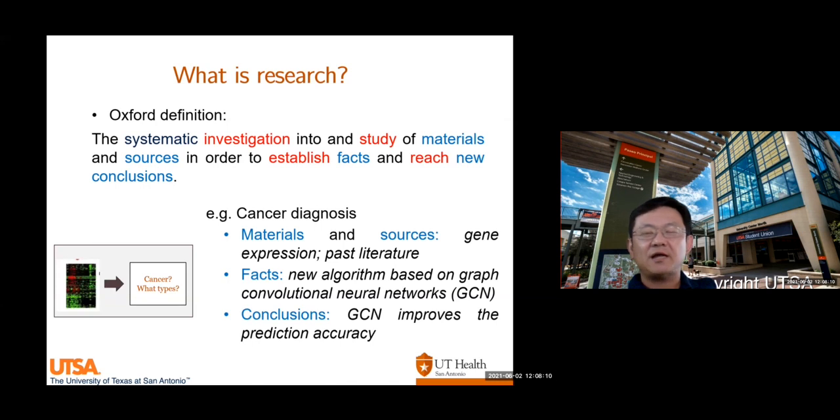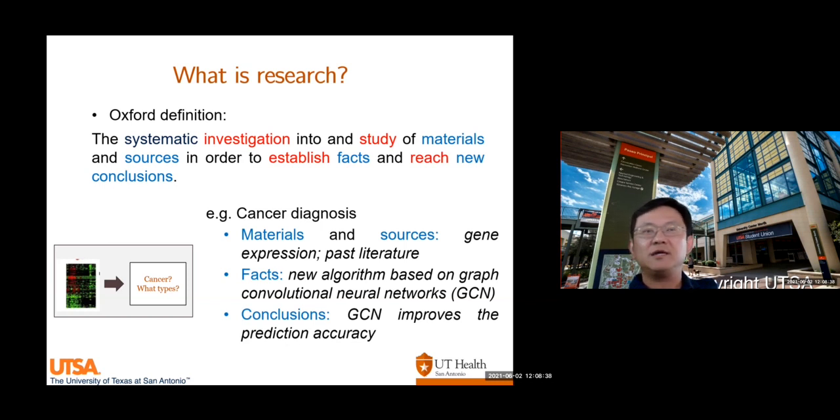So I think these action terms are easy for you to understand: investigation, study, establish, reach. But what are a little bit fuzzy are these subjects. So I want to get into these subjects in a little bit more detail. So first of all, what are the materials and resources, right? And so material resources are very much data.